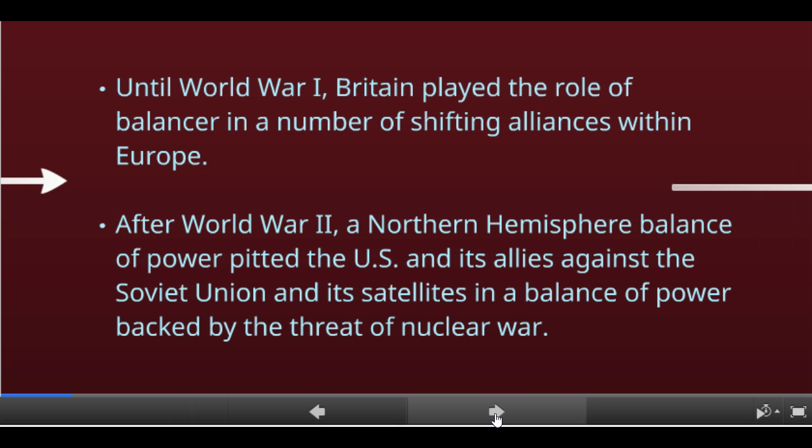Until World War I, Great Britain played the role of balancer in a number of shifting alliances within Europe. Then after World War II, a Northern Hemisphere balance of power put the United States and its allies against the Soviet Union and its satellites, or the places it went in and took over, in a balance of power that was backed by the threat of nuclear war. This is how we get the Cold War, which we'll talk about in a later video.